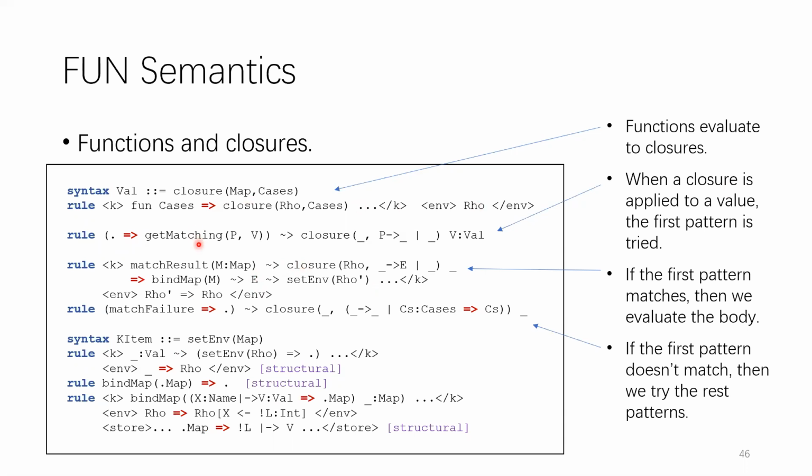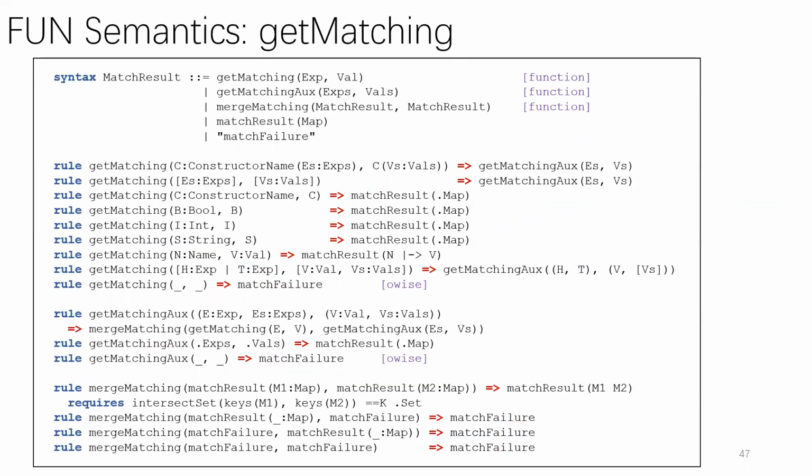We haven't defined get matching, so let's define it. It's pretty long, but it's very straightforward, and there is almost nothing deep about it. It just looks pretty long. So first we define functions get matching, and we need to merge two matchings, and also the two match results, either success or failure. And get matching auxiliary is the list version of get matching. So it matches a list of expressions with a list of values.